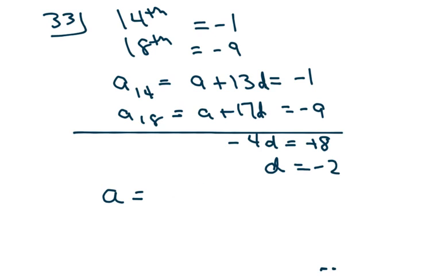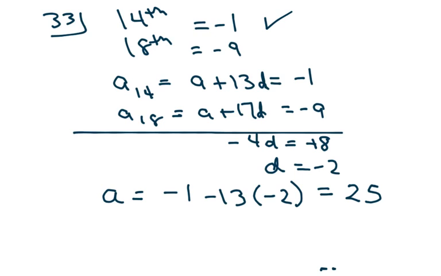So to find A, we're going to do negative 1, which is here, minus 13 times negative 2, and that gives us 25.